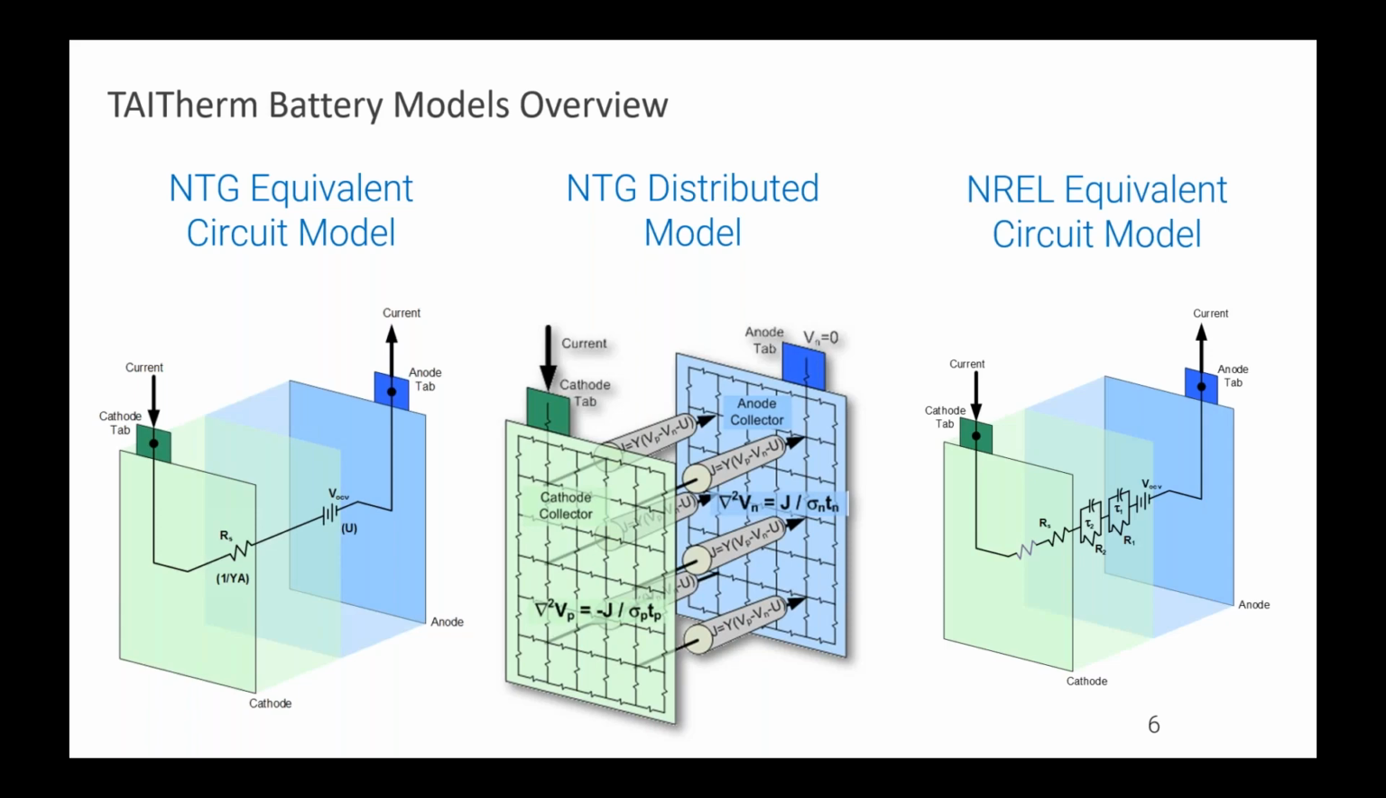And then we also have the NREL equivalent circuit model, which is similar to the NTG model, but it has some additional filter circuits in it, which are RC pairs on the electrical side. And what that does is it adds a time constant to the battery behavior, actually several time constants to the battery behavior to capture transient effects and more accurately model drive cycles when current and voltage are changing at a high rate.